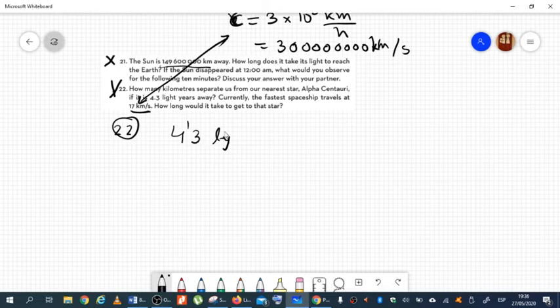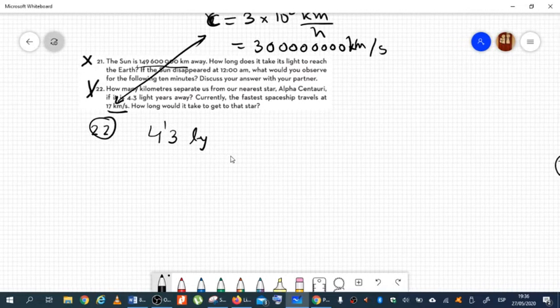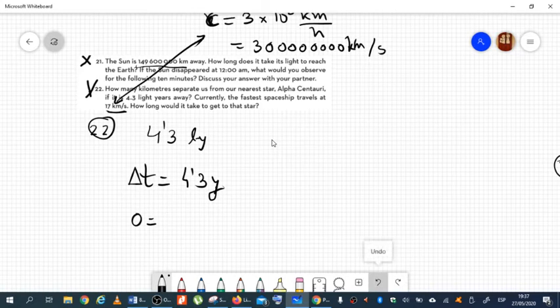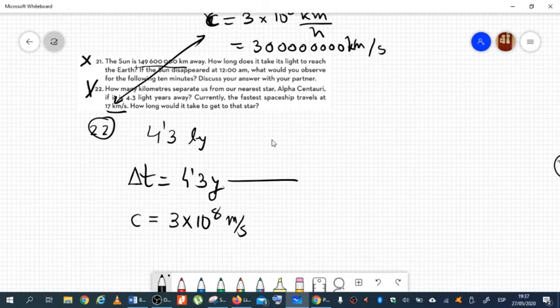So the distance is 4.3 light years. So the light takes a time of 4.3 years. Okay, it is the same, and its speed is 3 times 10 to the power of 8 meters per second. So let's convert this to seconds.